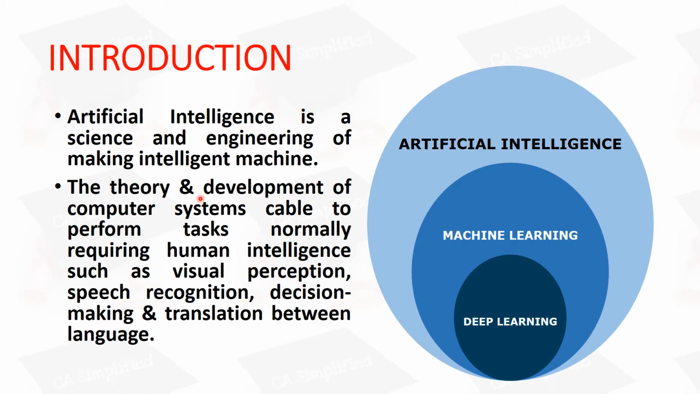So artificial intelligence is the science and engineering of making intelligent machines. This definition has been given by none other than John McCarthy, father of artificial intelligence. There is also another general definition which defines AI in a better way: the theory and development of computer systems capable of performing tasks normally requiring human intelligence, such as visual perception, speech recognition, decision making, and translation between languages.